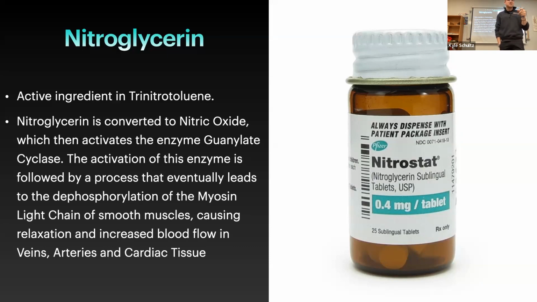That then activates the enzyme guanylate cyclase. The activation of that enzyme creates a process that eventually leads to the dephosphorylation of the myosin light chain of smooth muscles. That's basically a really fancy way of saying that it makes the little muscle microfibers that cause contraction in the vasculature not able to hold on to themselves. So it causes it to relax and vasodilate. Make sense? So it's an inhibition of an active process that causes the passive process of dilation.